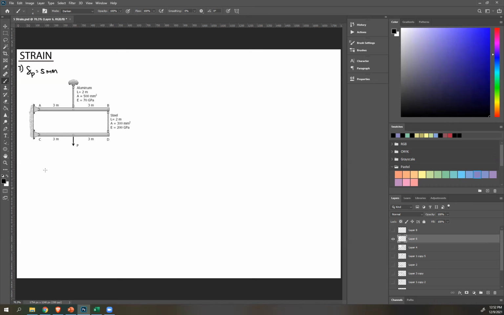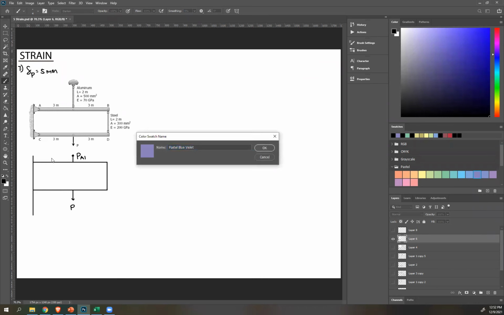So let's draw what's going to happen there. So this is the original position, right? There's going to be this and this. P. And then if I cut here, that's going to release the internal load for aluminum. So I'll call that PAL. And then this is 3, 3 for dimensions. 3.